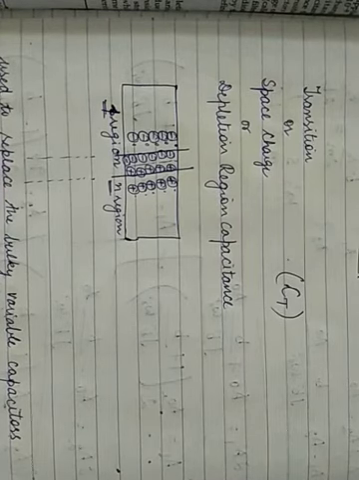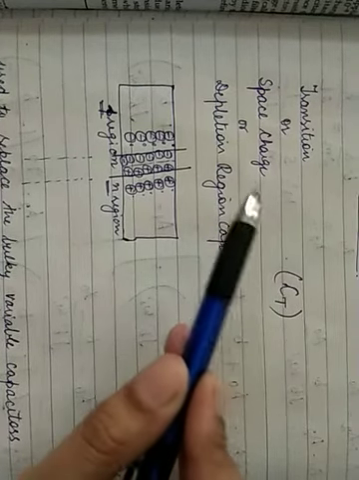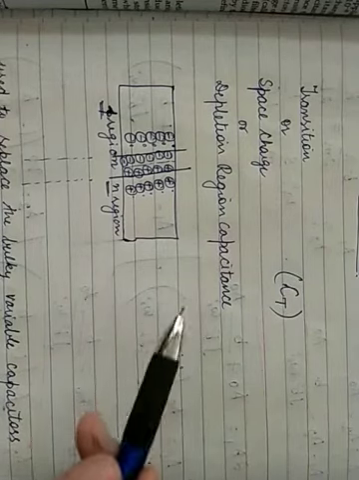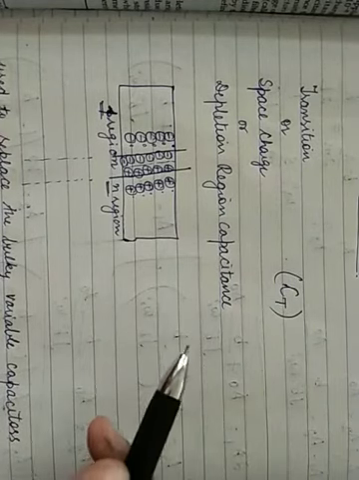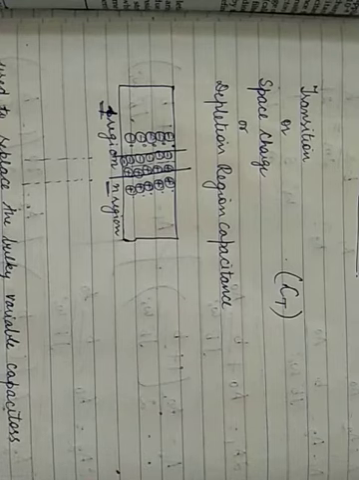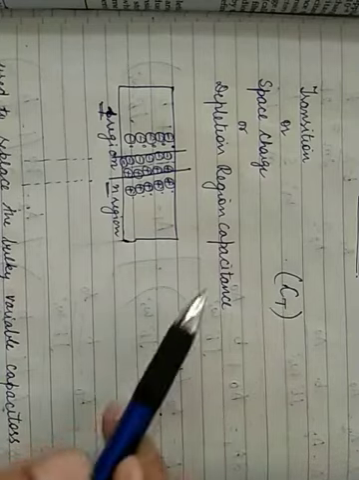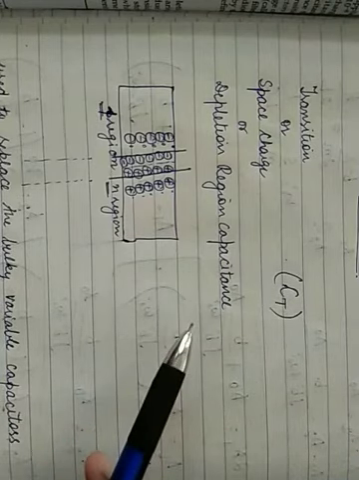So we can say that in reverse bias, generally the transition, or space charge, or depletion region capacitance is more than the diffusion capacitance, whereas during forward bias the diffusion capacitance is more than the transition capacitance, which is known as CT. So first we will discuss the transition region capacitance.